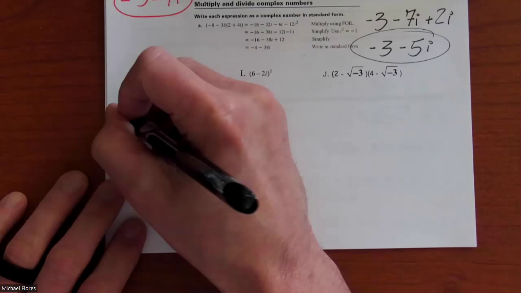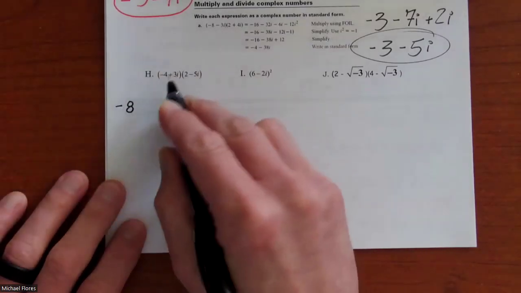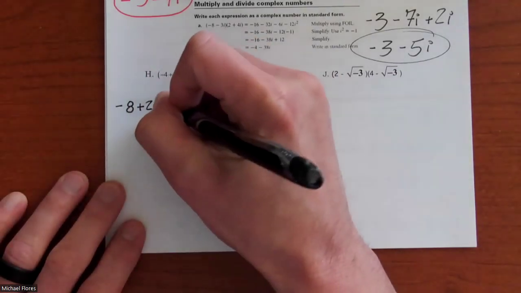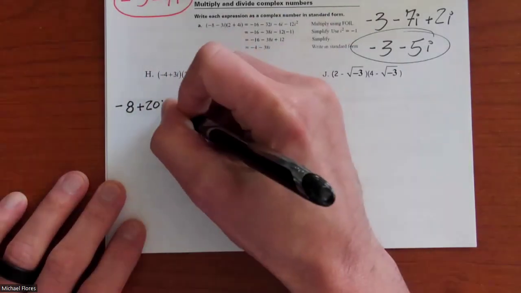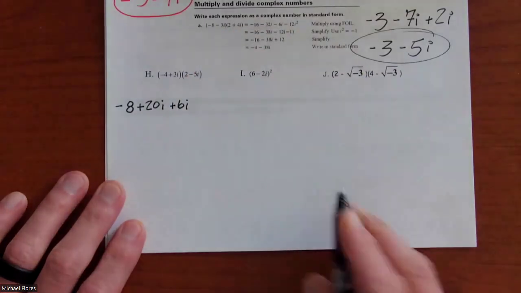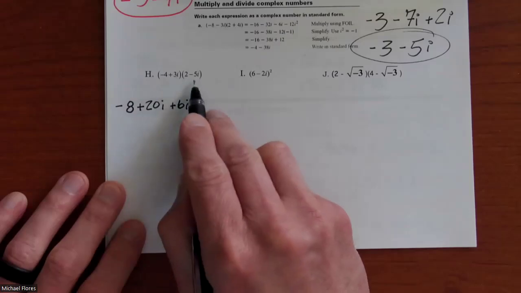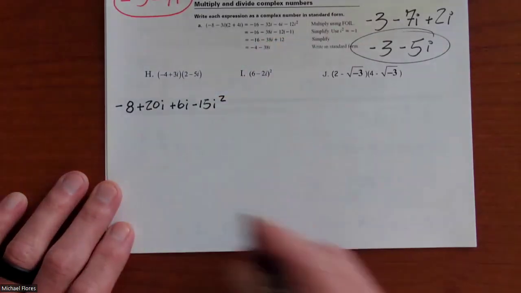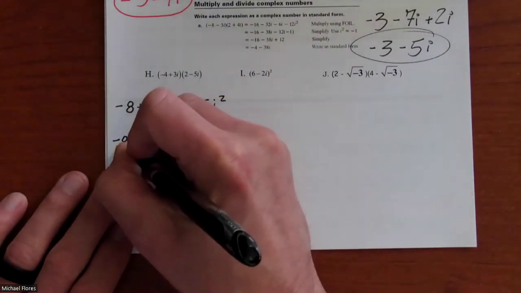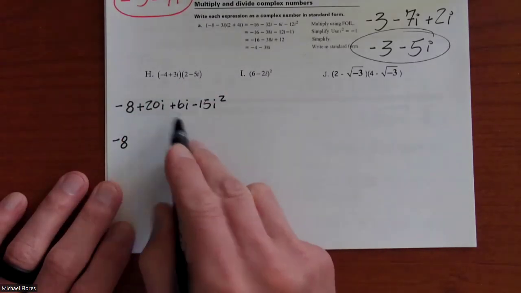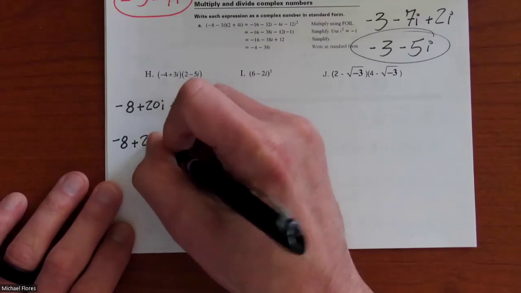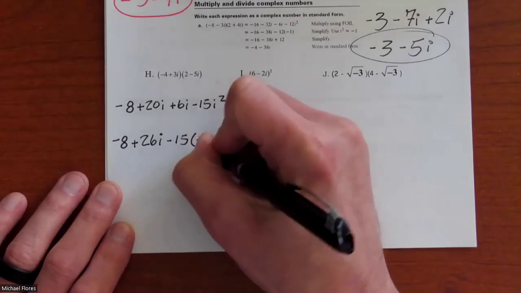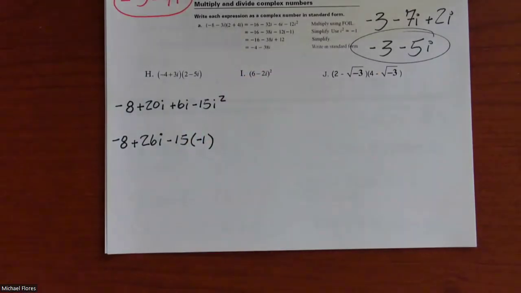Negative 4 times 2 is negative 8. Negative 4 times negative 5i is positive 20i. 3i times 2, 6i. Now be careful with this one. 3i times negative 5i is negative 15i squared. Now let's do some simplifying. Negative 8. 20i plus 6i is 26i. Minus 15 times negative 1, because remember, i squared is really negative 1.